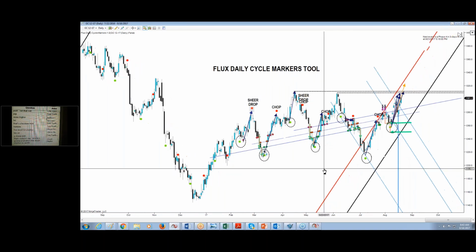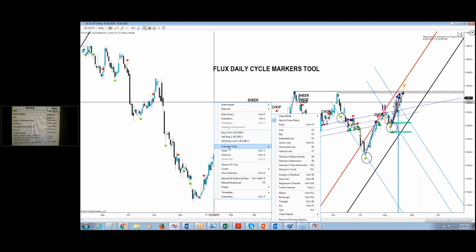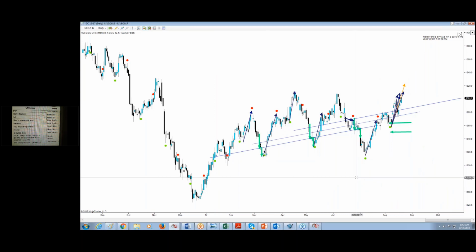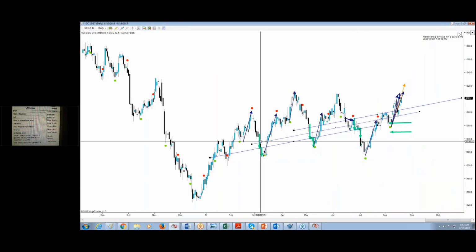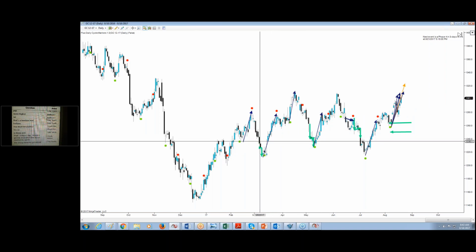Okay. So we have the daily cycle markers here. And I'm going to just delete everything but the arrow tools. I'm going to leave the arrow tools. Okay. Get rid of that. No, we'll leave that. No, we'll get rid of it. I want to show them how to do it.